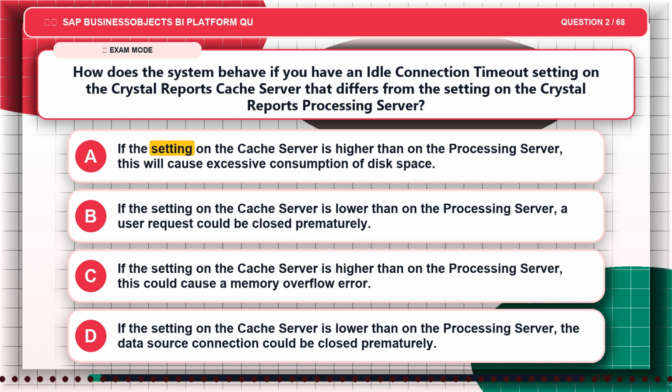Option A. If the setting on the cache server is higher than on the processing server, this will cause excessive consumption of disk space. Option B. If the setting on the cache server is lower than on the processing server, a user request could be closed prematurely. Option C. If the setting on the cache server is higher than on the processing server, this could cause a memory overflow error. Option D. If the setting on the cache server is lower than on the processing server, the data source connection could be closed prematurely.